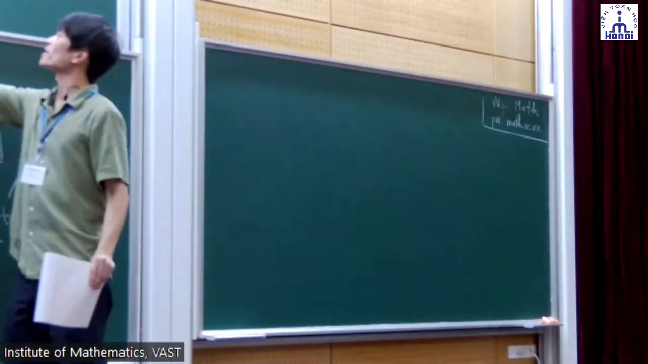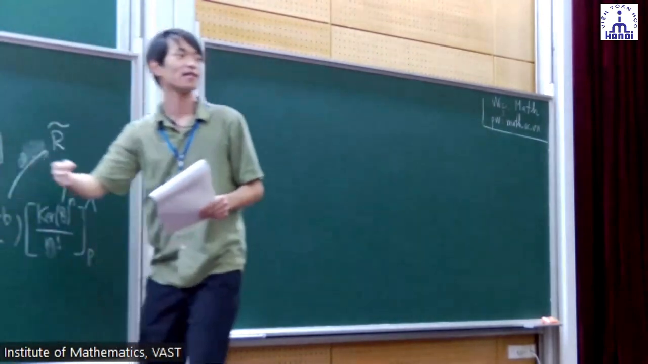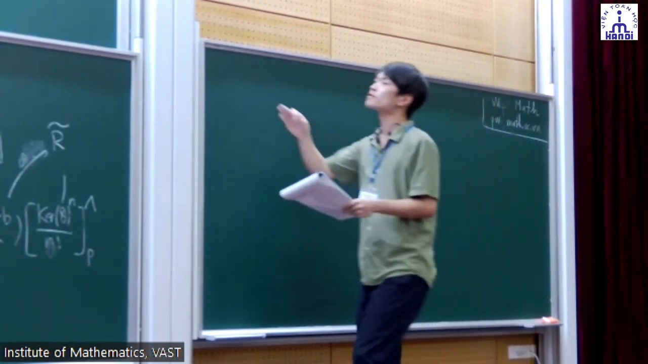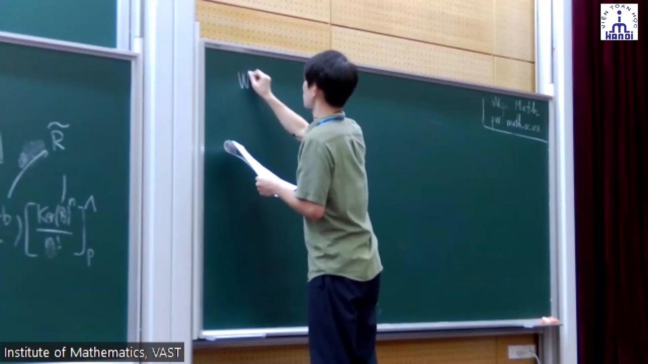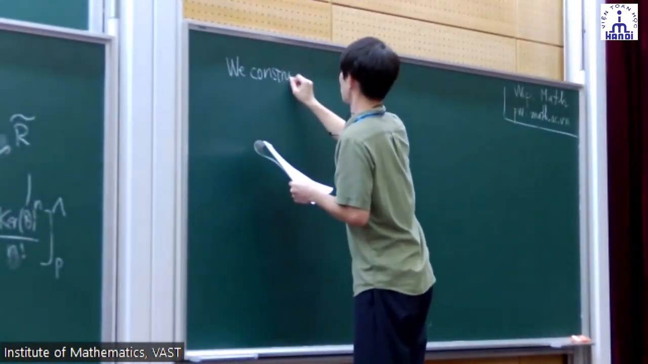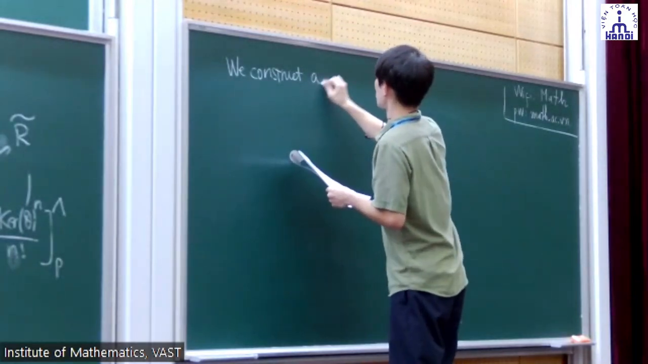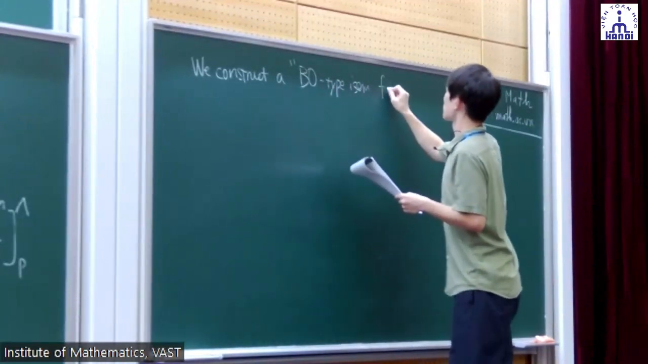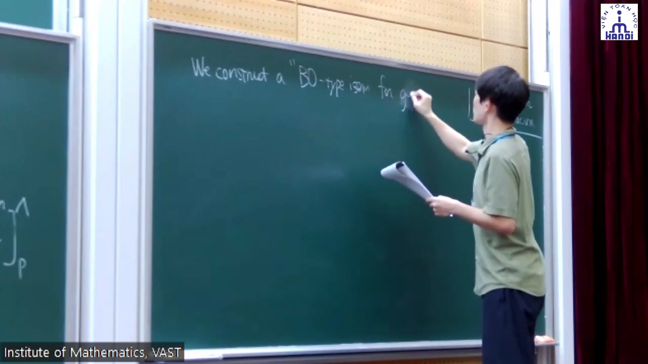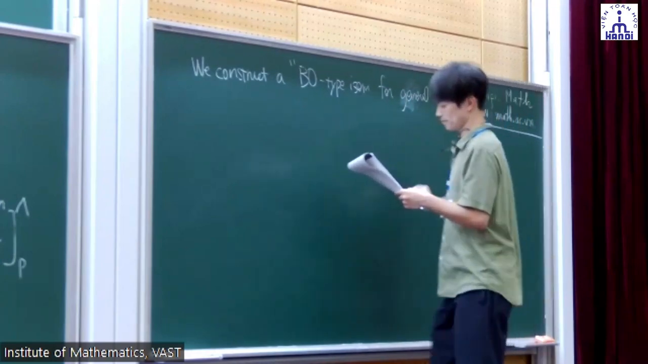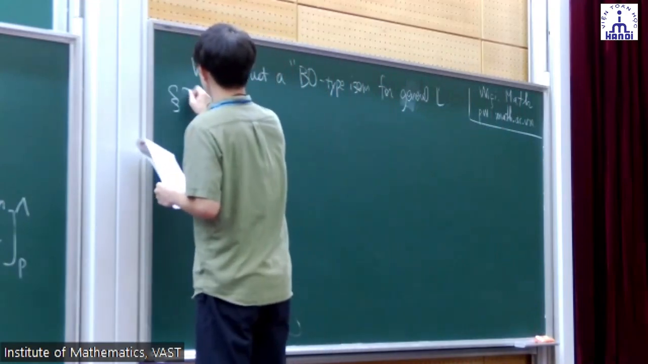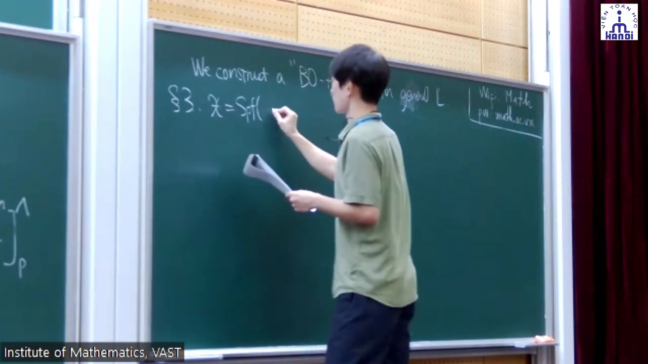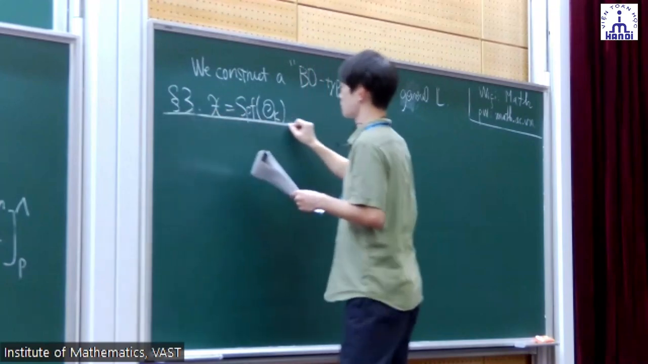Yes. No problem. So this suggests that we should construct, and we will construct, a Deltero August type isomorphism for general L, for general crystalline L. And I will explain this construction first in the absolute case where X is the base DVR.